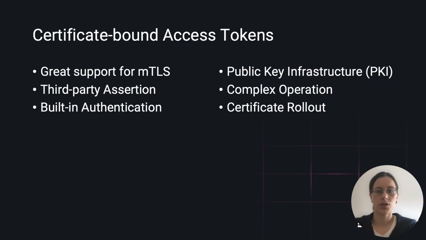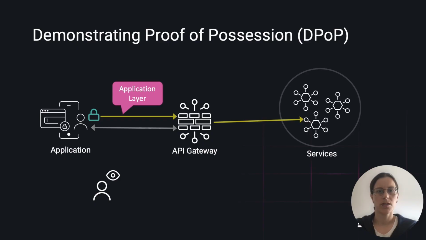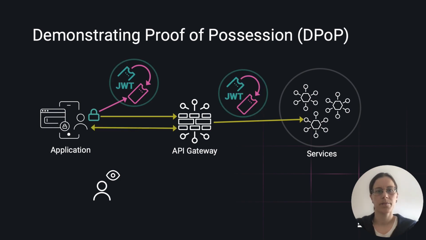Therefore, there is a different solution called demonstrating proof of possession. Demonstrating proof of possession, short DPoP, uses the application layer. This means the application creates a key pair at runtime. The access token references the application's public key. To prove that it controls the corresponding private key, the application creates a self-signed JWT, the key proof. The application sends both the access token and the key proof to the API. The API gateway can forward the tokens, and as a result, the services have all the information they need to validate the key binding. This means that DPoP provides an end-to-end solution.